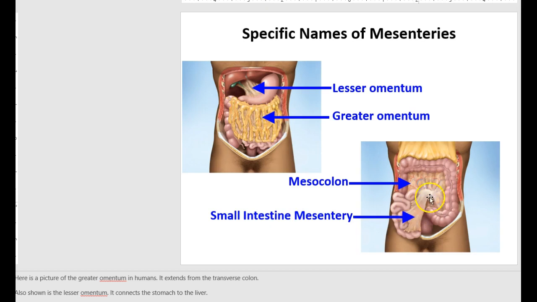And there's a couple of others I've shown here. This is the small intestine mesentery you found. And then there's a connection between the small intestine mesentery and the large intestine. That's called the mesocolon. That's not in your study question either.